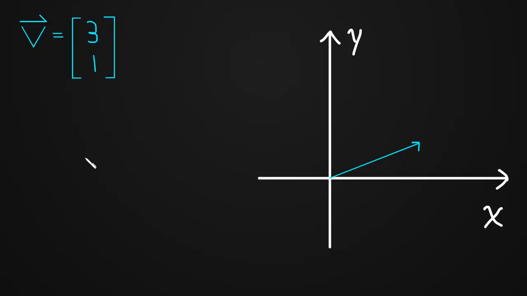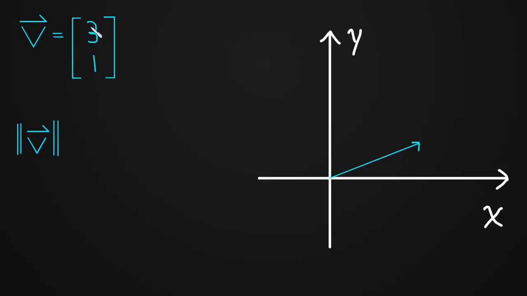Let's find the length of v equal to (3, 1). But before we do that, let's just get some notation out of the way. When we're talking about the length of a vector, we write these double bars around it, almost like a double absolute value around the vector. And now this is read as the length of v.